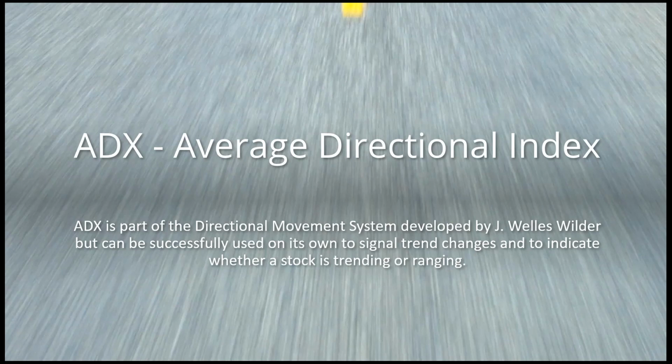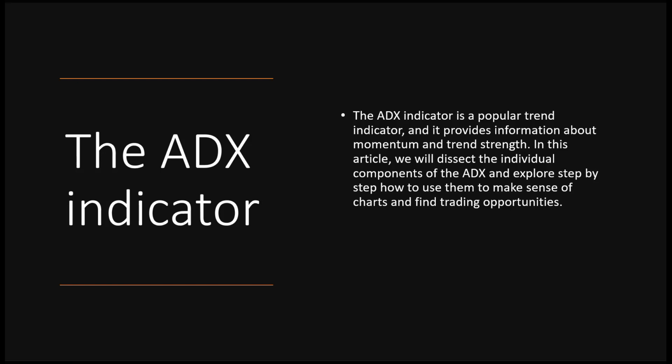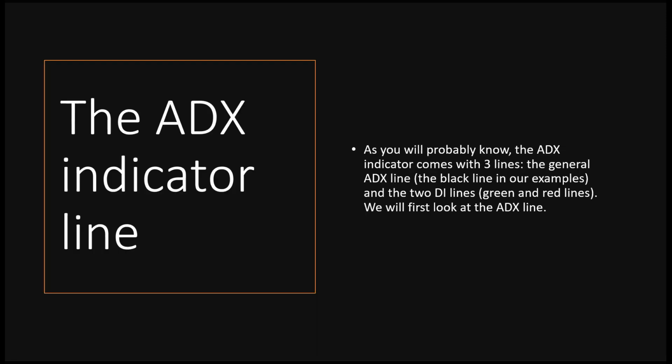Now, our next class will completely follow the DMI, or the directional movement system. But today we're going to talk about ADX and the three lines that we use for the ADX system. The ADX indicator is a popular trend indicator, and it provides information about momentum and trend strength. In this class, we will dissect the individual components of ADX and explore step by step how to use them to make sense of charts and find trading opportunities.